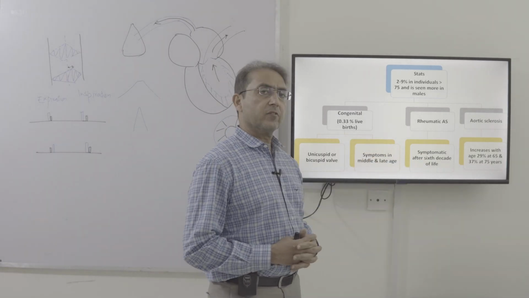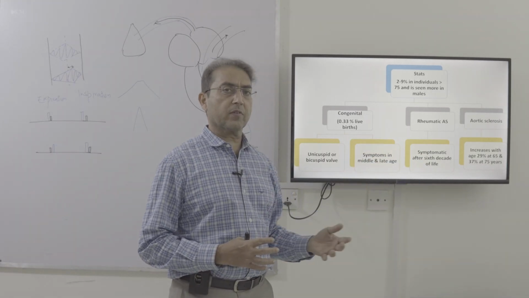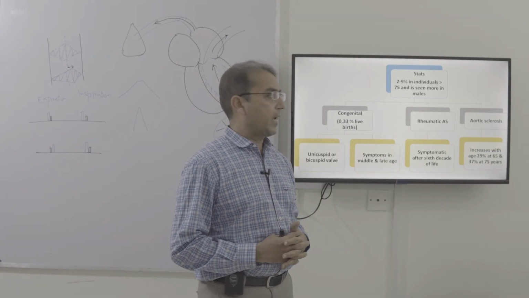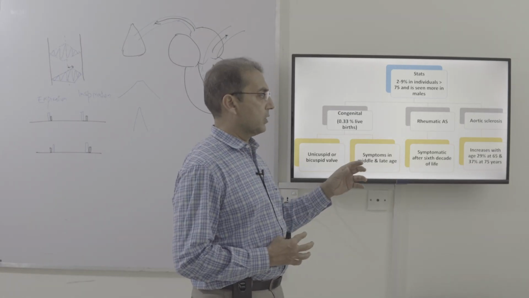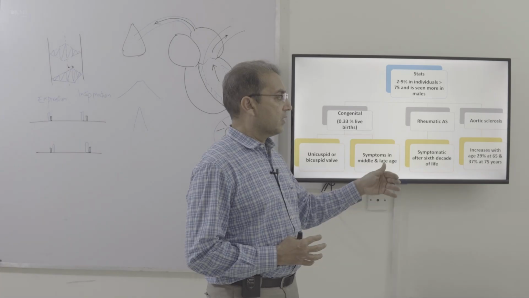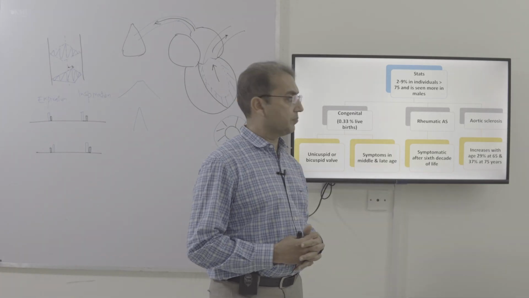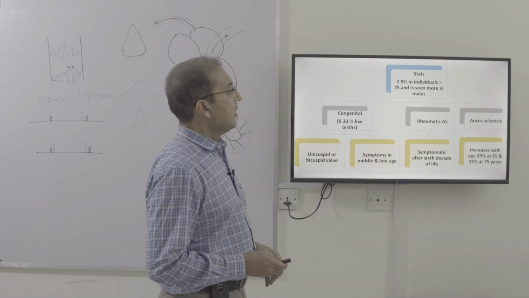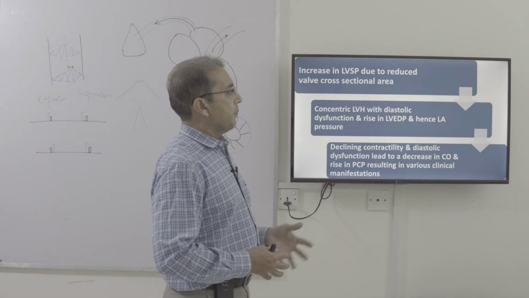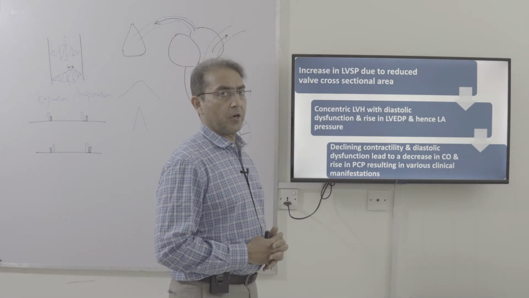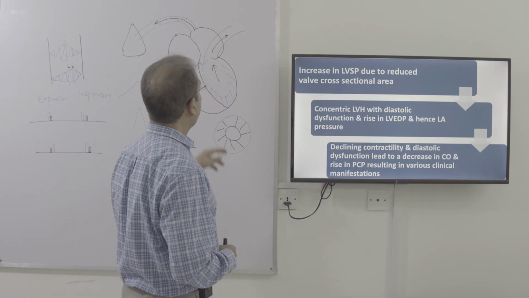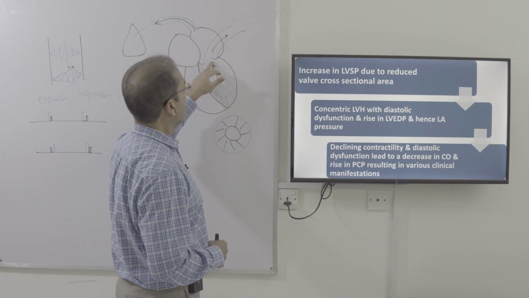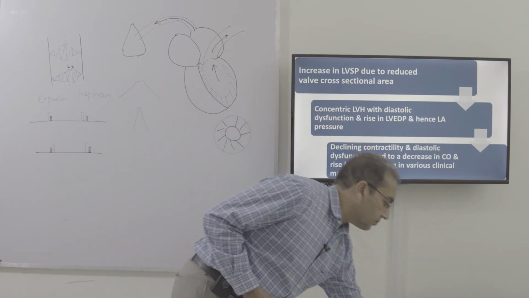And you see, at the age of 65, almost 29% of the adult population has some degree of aortic stenosis. And at the age of 75 years, this figure increases to 37% of the population. Now we see a little bit of pathophysiology. What happens when there is aortic stenosis? You see, when the valve area is decreased, this is stenosed.